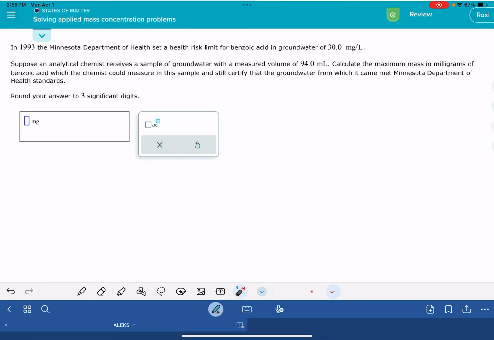In this video, I'm going to show you how to solve the ALEKS problem called Solving Applied Mass Concentration Problems. It looks like there's two different versions of this problem. I am going to show you how to solve this version. I'm also going to talk about what you would do if you are solving the other version of the problem.